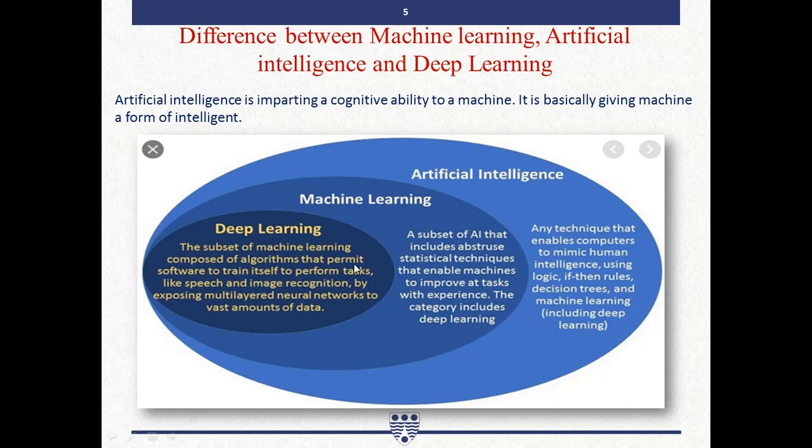But in deep learning we make use of the neural network. The neural network is kind of a replica of the human brain. We use it to analyze multi-dimensional data like images, videos, audios. So that is what deep learning is, and that's the major difference between them. Machine learning is a subset of AI and deep learning is a subset of machine learning.